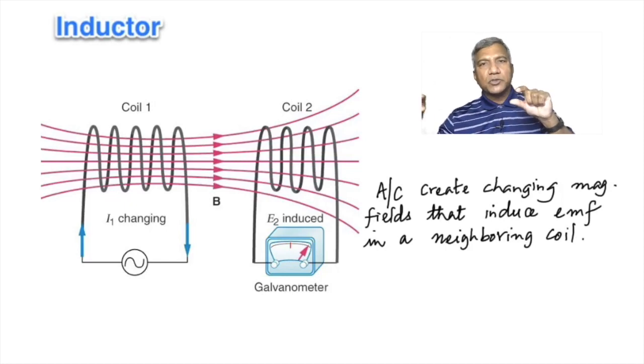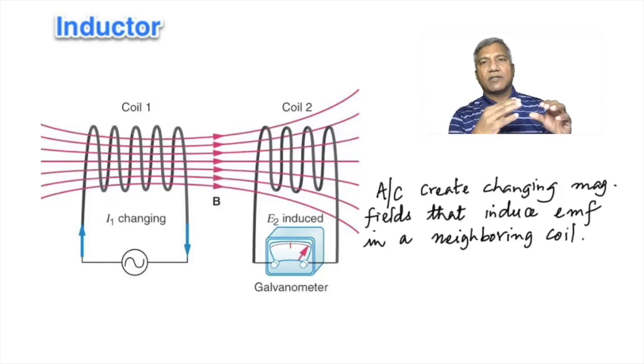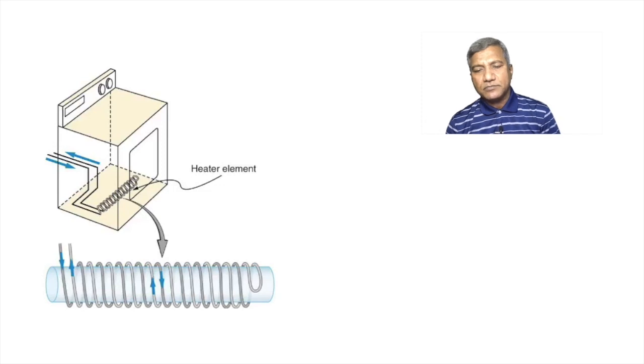That means push a bundle of iron wires through the inside of the coil. You are going to get a large inductor. So here there are applications of inductance again.